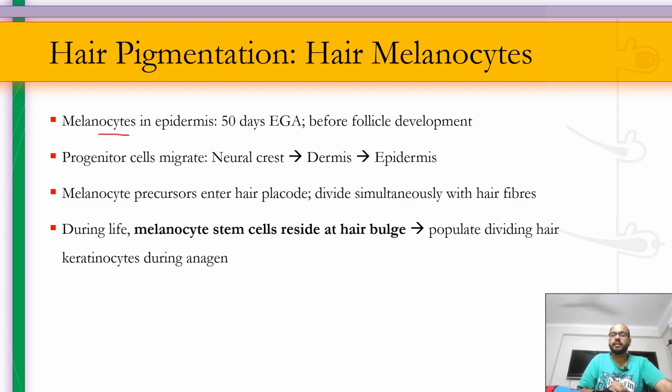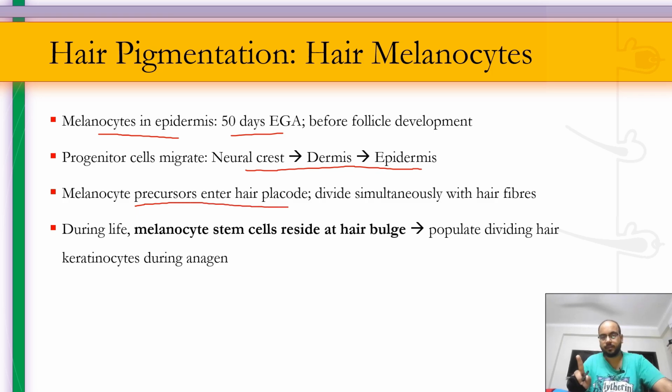Now, melanocytes can be seen in epidermis at about 50 days of embryonic gestational age before the follicle has developed, because we know that melanocytes get transferred to the skin first and then the skin will form a placode which will eventually form hair follicle. We know that these migrate from neural crest to dermis to epidermis. For better understanding, see our video on melanogenesis and embryology of skin. Melanocyte precursors will enter the hair placode and will divide simultaneously along with the hair fibers. During life, melanocyte stem cells will reside at the hair bulge, populating and dividing their hair keratinocytes during anagen.